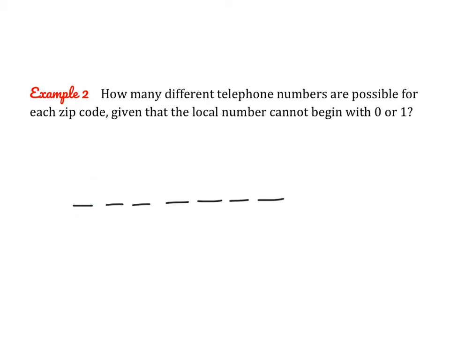Now for all of the other numbers, we have 10 options for each one, 0 through 9. So those each have 10 different ways or numbers that we could pick. But for that first one, we have to take away 2 of those options. It can't begin with a 0 or a 1. So we actually only have 8 options here. And then I just multiply all those together and we get 8 million.